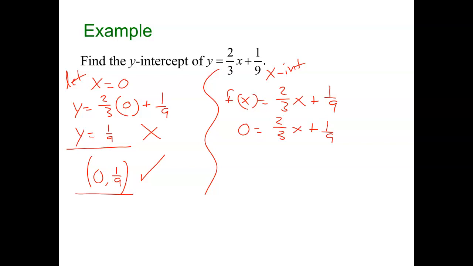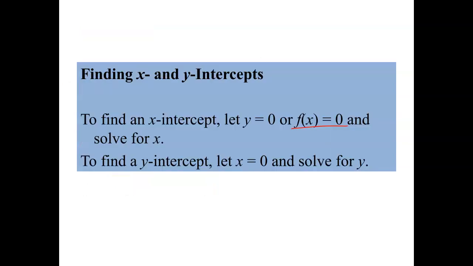So I could replace y with f of x, and if I wanted the x-intercept, I could get 0. And then same thing with the y-intercept, letting x equal 0. If it's in function notation, then I'm just evaluating f of 0.